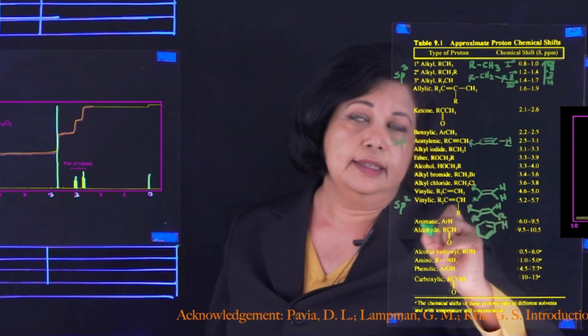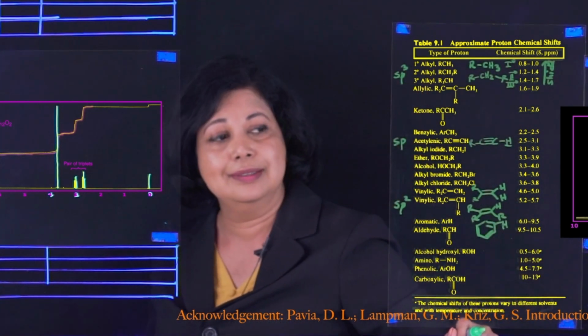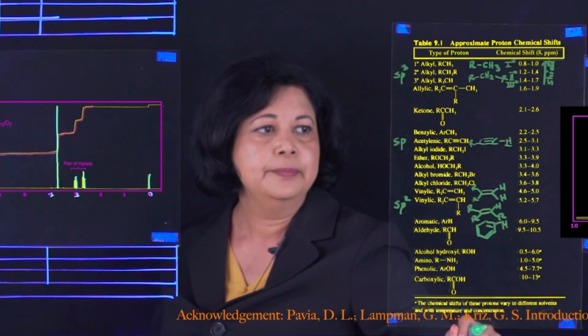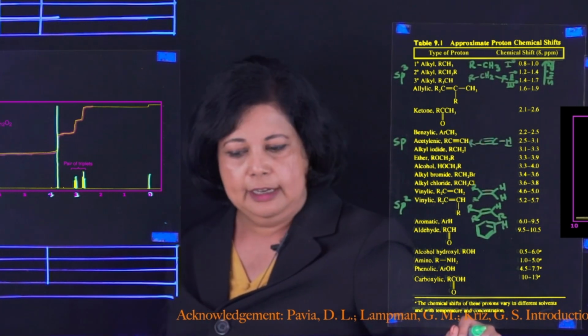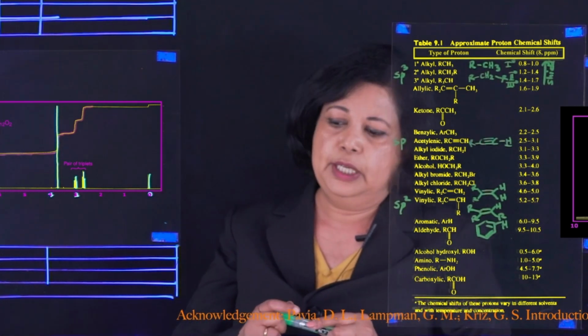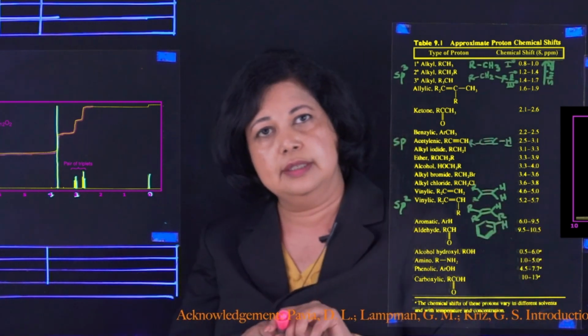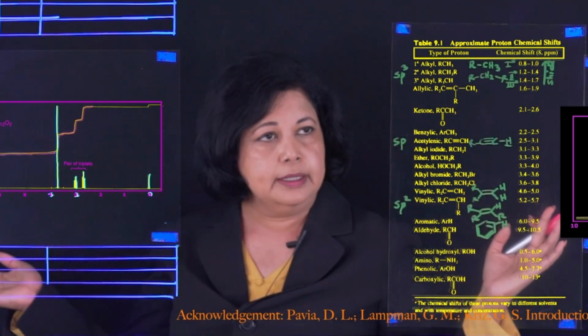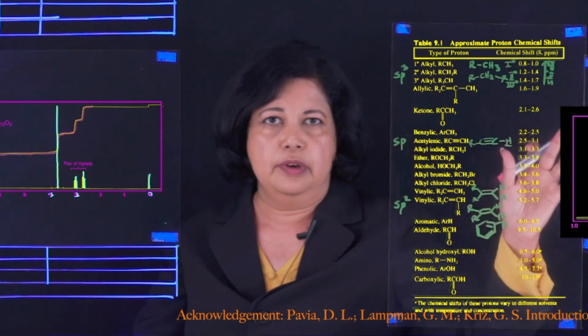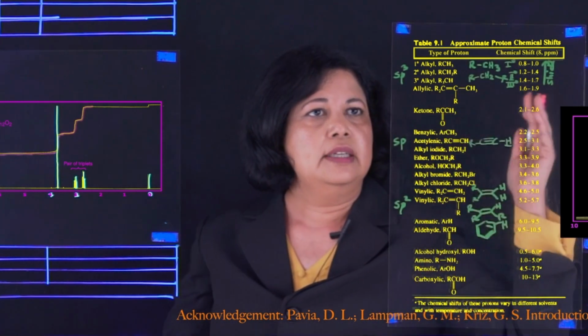These are between 6 and 9.5, so they're very de-shielded. Now, what else can you have on these carbons? Typically, you have oxygens, nitrogens, for the most part. Okay, you can have sulfurs and phosphorus, but it's not on this chart. Let's look at some of them.